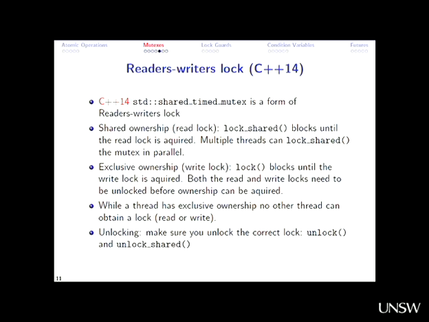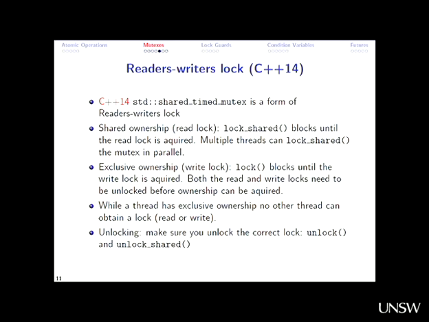Exclusive ownership, so the write lock, is just the standard lock function, the same as we saw on the standard mutex before, and that blocks until the write lock is acquired. To acquire the write lock, both the read and write locks need to be unlocked by everything else before that ownership can be acquired. While a thread has the exclusive ownership, that's the writer's lock, no other thread can obtain any lock, read or write. And when you're unlocking, you have to make sure you unlock the correct lock.